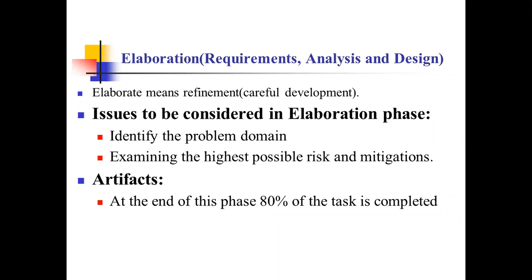Then what is the outcome or the artifacts of that elaboration phase? At the end of this phase 80% of the task is completed. That means after analysis and the design, 80% of the task is completed. After that we remain only with the construction and transition. That means we have to implement, test, and deliver that product or the project. This is all about the elaboration phase. In the elaboration phase, we identify the requirements, analyze them, and design a model or a prototype model.